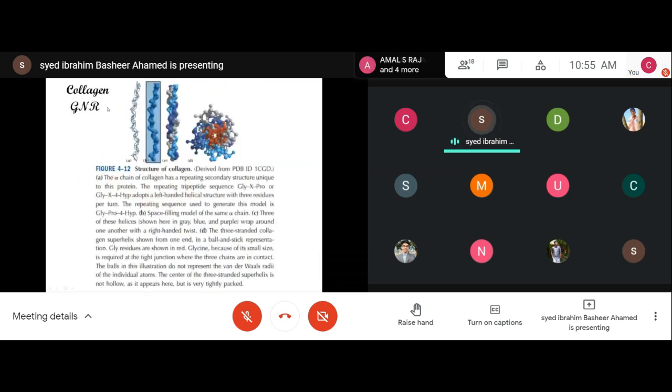There is another fibrous protein, collagen, whose structure was solved by G.N. Ramachandran. It is a triple helix: three alpha helices intertwined with each other make the collagen structure. In collagen you will have a repeating tripeptide sequence: glycine, X, which indicates any amino acid, and then proline. Or sometimes it will have glycine, any amino acid, and 4-hydroxyproline.